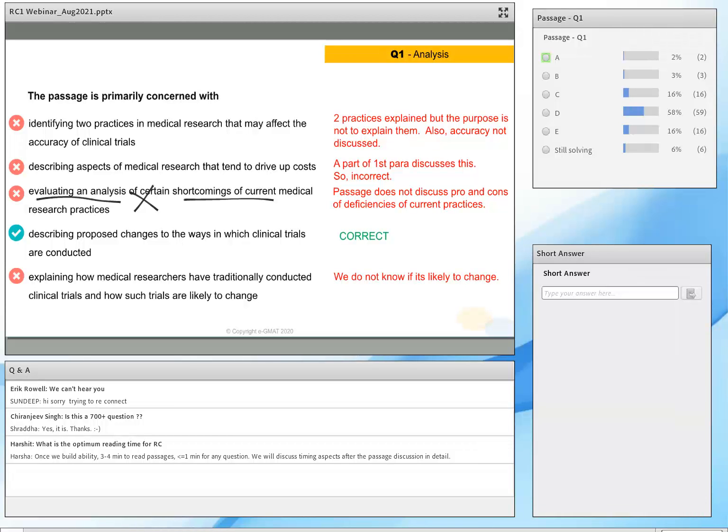Choice E, explaining how medical researchers have traditionally conducted clinical trials and how such trials are likely to change. Very good trap in this part. How such trials are likely to change. Did we anywhere read in the passage that people, or the medical fraternity, have accepted FNM's proposal and that they have said that very soon they will implement it? Is it written anywhere? I'm not hearing anything from you guys. Are you guys still with me?